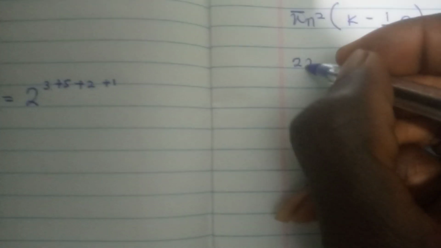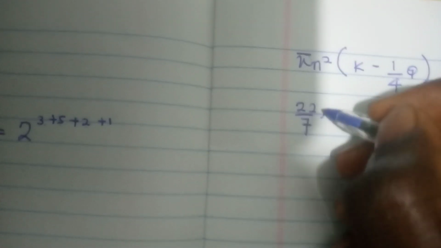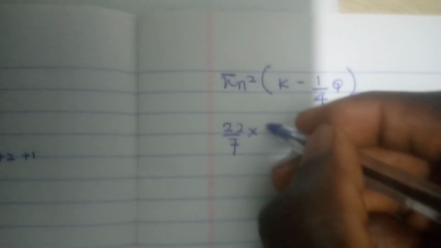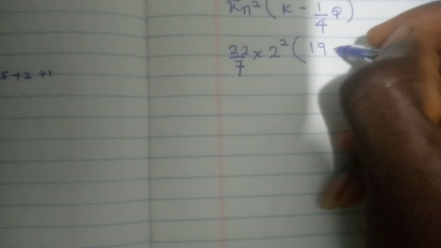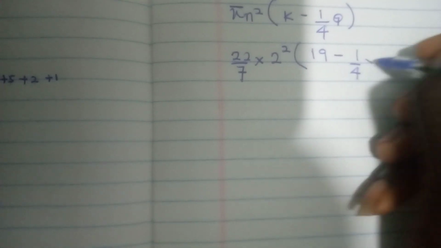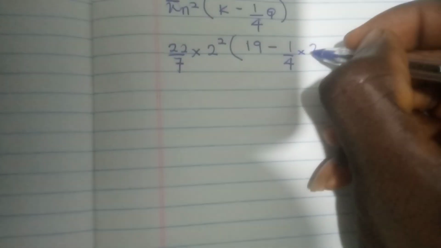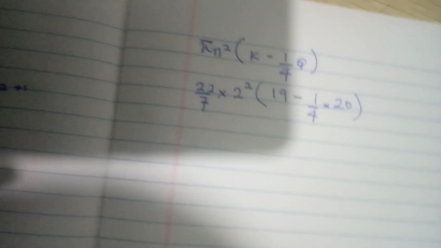So we substitute. So this is going to be 22 over 7, then you have times n squared. So the n is 2, so that is going to give you 2 squared. Then you have bracket of k. The k is 19. So 19 minus 1 over 4 times q, and the q is 20. So times 20.